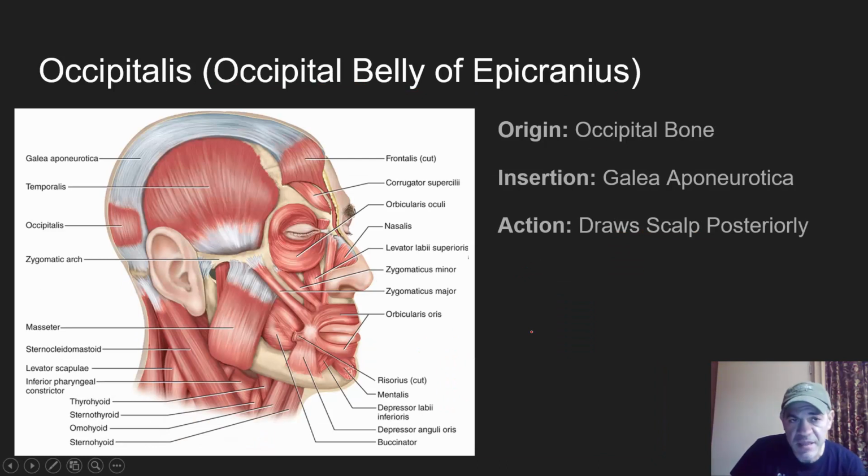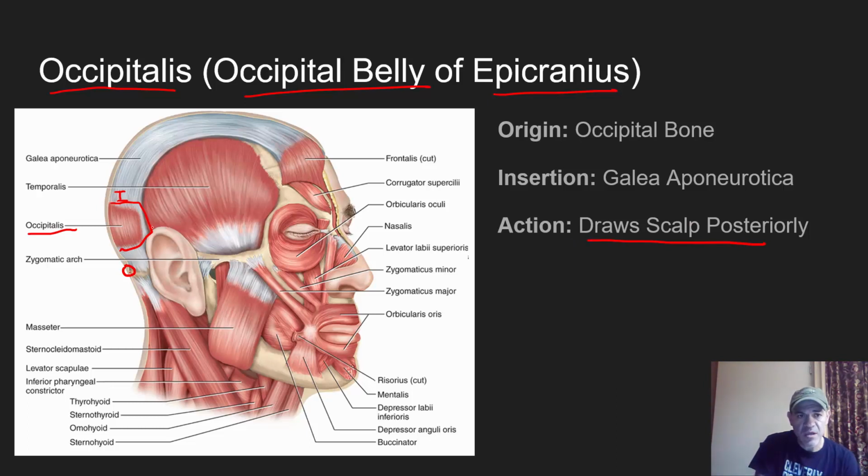Looking at the Occipitalis now, it's in the occipital region. If you're referring to this as part of the Epicranius, then it would be the occipital belly. And here, the origin of the Occipitalis muscle is going to be the occipital bone. So here's your origin. And the insertion would be over here on this side, which is the galea aponeurotica that we mentioned on the last slide. For the action for this muscle, when it contracts, it'll draw the scalp posteriorly. So upon contraction, we'll pull the scalp backwards.